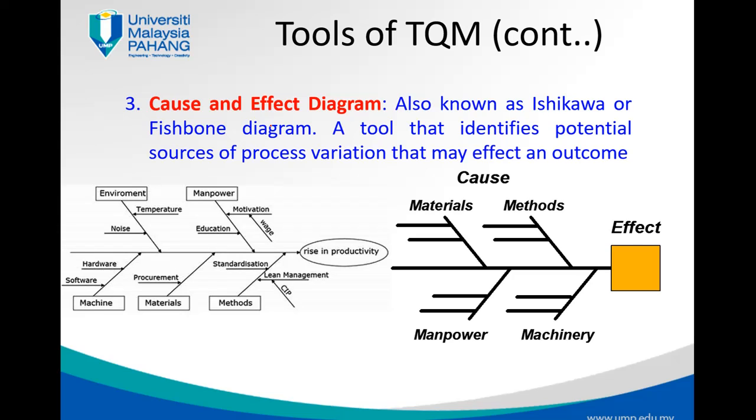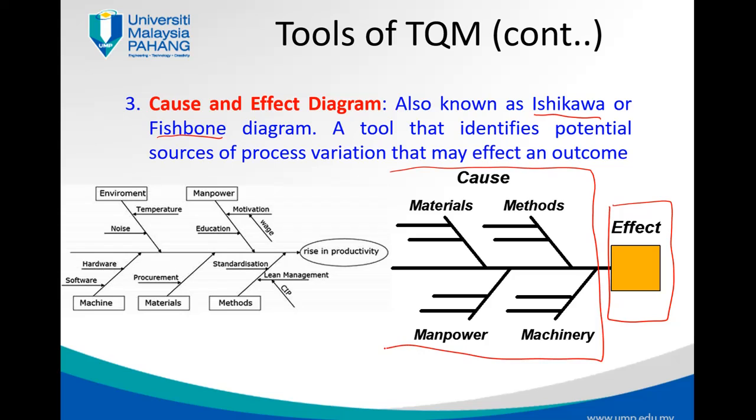The third one is the cause and effect diagram. This chart is also known as Ishikawa, or fishbone diagram. A tool that identifies potential sources of process variation that may affect an outcome. So basically for a cause and effect diagram we have 2 parts, the effect part and the causes part. Right. So for the effect, we can put any problems here.